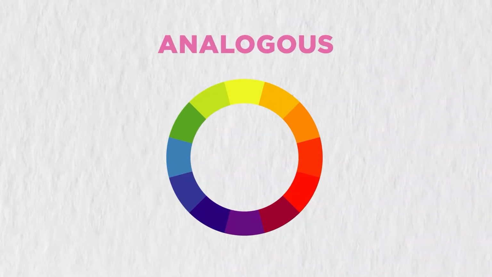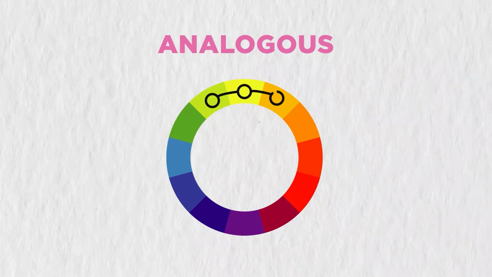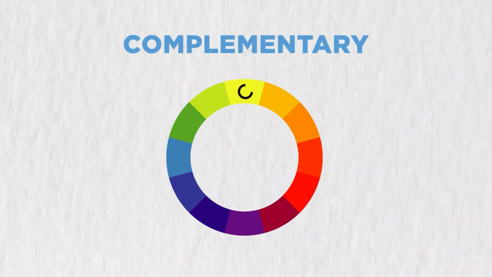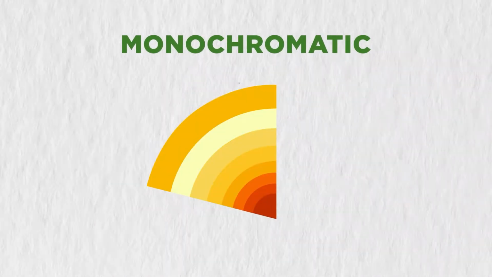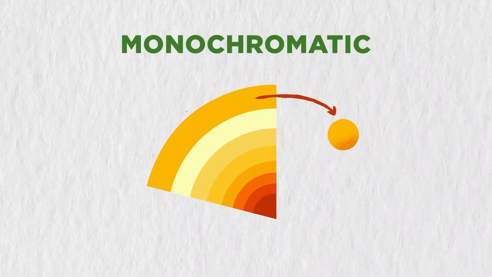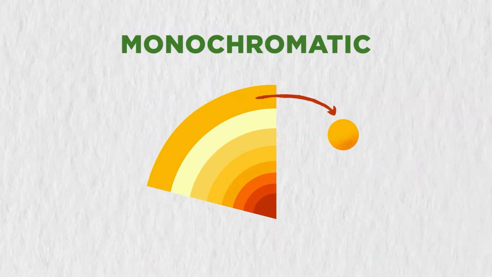There are 3 types of color groupings. The analogous color, which is 2 to 4 types of color sitting next to each other in the wheel. Complementary colors are those colors that are across from each other on the color wheel. Monochromatic is another form of color combination, which is one single color on the wheel but plays with different values on the color in the spectrum.